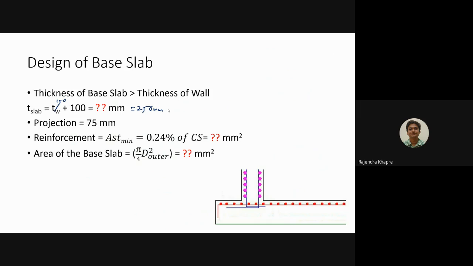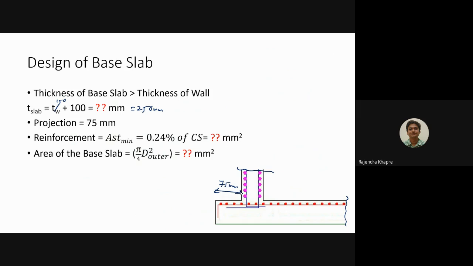So generally what happens is we are providing this projection. This side we have a central portion. This is your wall. This projection generally is 3 to 4 inches. In certain circumstances this may even be increased, just to prevent uplifting. Anyway, we are taking a very nominal value of 3 inches, that is 75 mm projection for this particular portion.